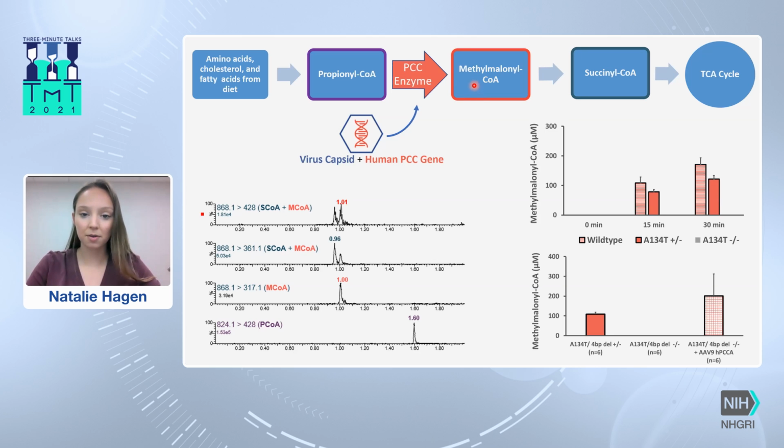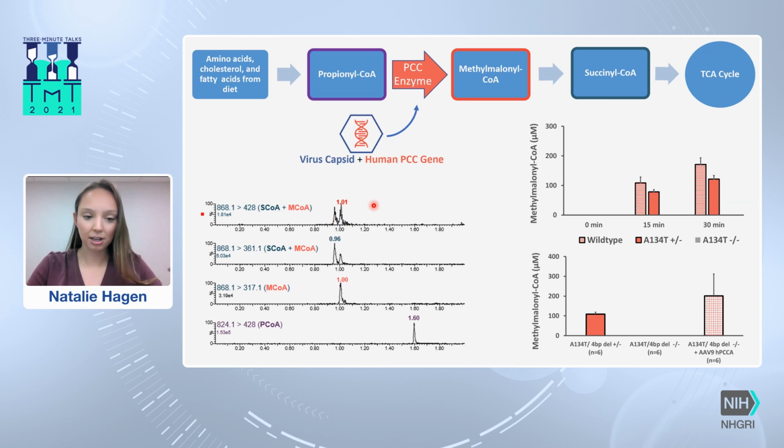Because Methylmalonyl-CoA can be converted to Succinyl-CoA, we wanted to measure that as well. This is hard because Methylmalonyl-CoA and Succinyl-CoA are structural isomers, and they're difficult to separate on the UPLC. However, if you look at these chromatograms, we were successful in resolving the two compounds. We have one peak for Methylmalonyl-CoA and a second peak for Succinyl-CoA.